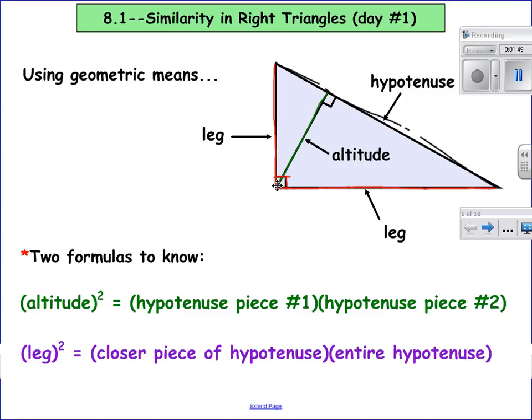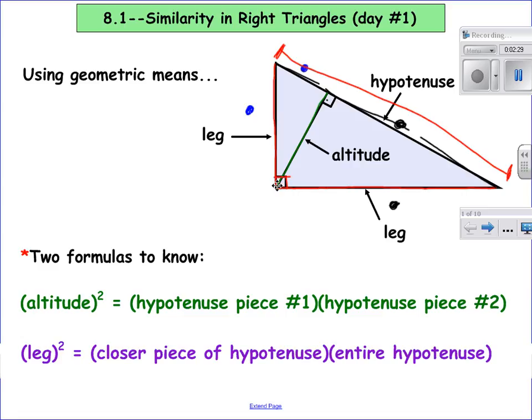is that a leg squared, either one, let's pick this guy over here, is equal to the close piece of the hypotenuse, which would be this little guy right here, times the whole hypotenuse, all the way from there to there. Now on the other side, that of course would be different. If I was talking about this leg here over on this side, now I'd be talking about this piece all the way over to the right angle here, and then still again the red line, the hypotenuse. Multiply those two together.